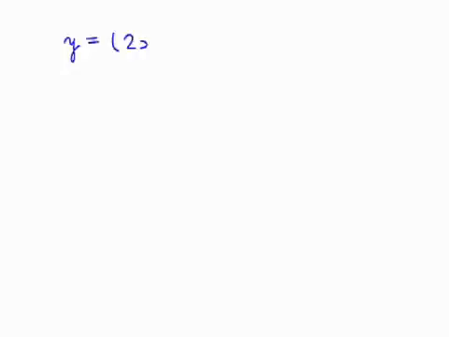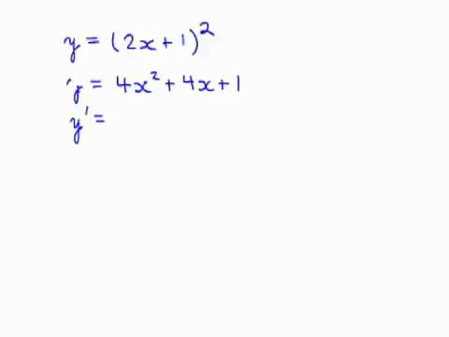In this particular example, we've been asked to find the derivative of the function (2x + 1) all squared. This particular function can be expanded and written as y equals 4x squared plus 4x plus 1. To take its derivative in this form is merely a matter of using the power rule, and we obtain y prime is equal to 8x plus 4.